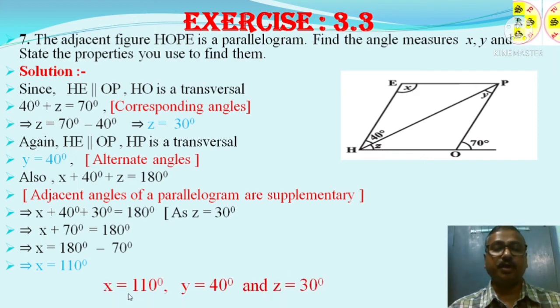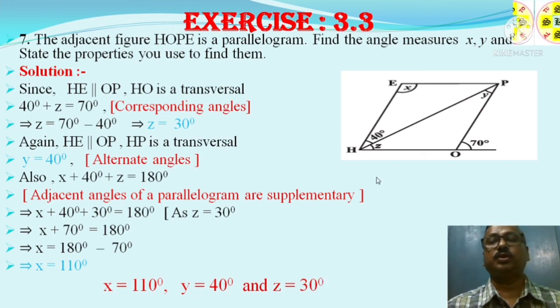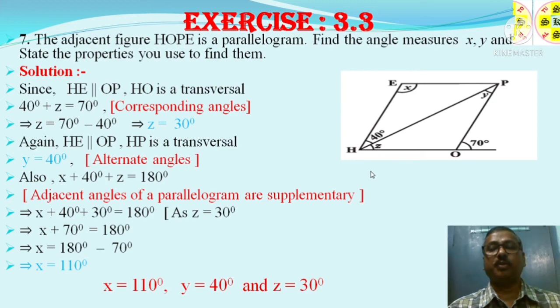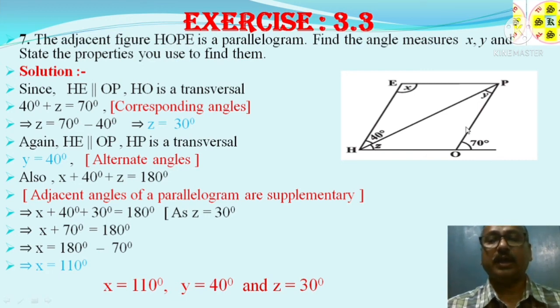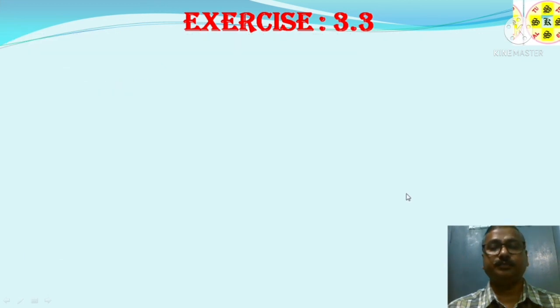So already the values of Y and Z are known. So at last we can write the answer in this form: X equals 110, Y equals 40, Z equals 30. So this was question number 7, an important pattern. Now in this exercise all the questions are like this only, that is, some unknowns are given, we have to find those values. At the same time you have to mention the reason, the statement, why you are writing this.